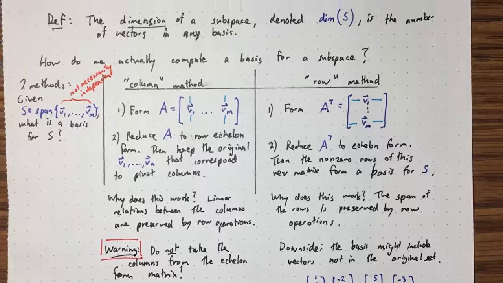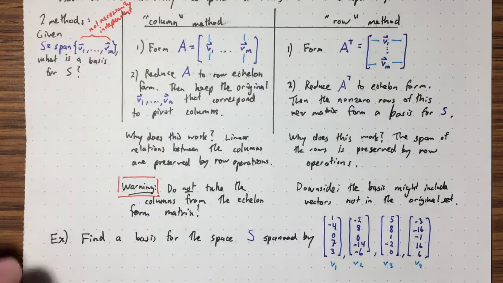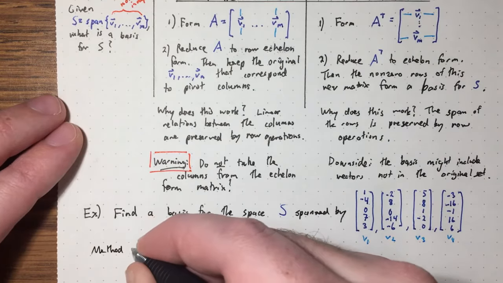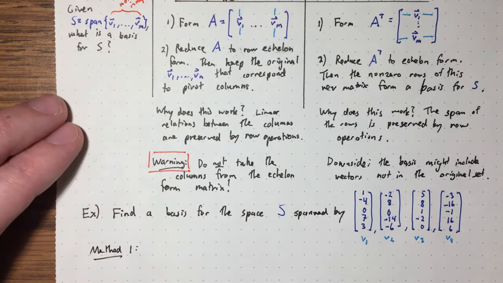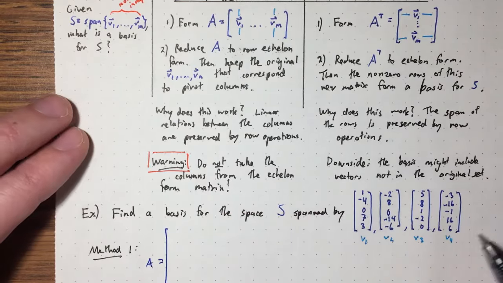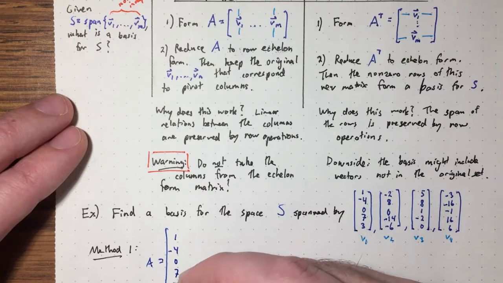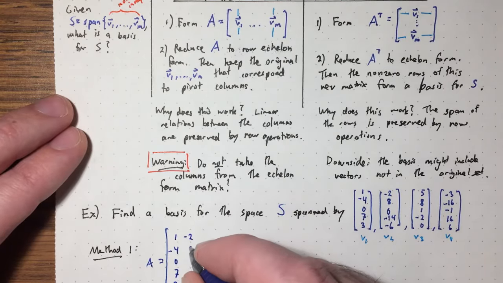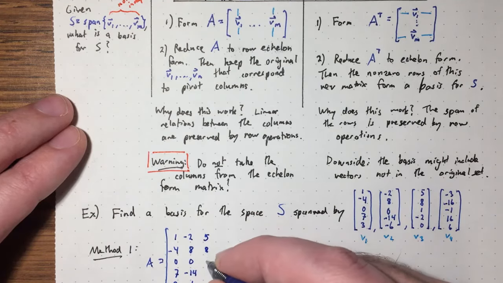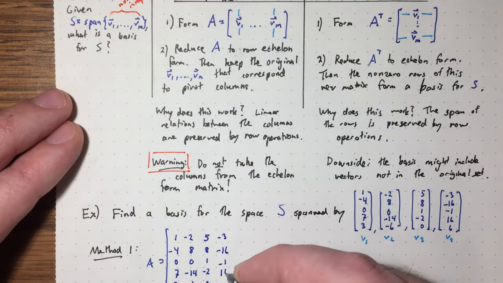All right, what method should we use? Let's use the column method first. So here's method 1. I form the matrix A where the columns of A are my vectors. So we have 1, -4, 0, 7, 3, and then -2, 8, 0, -14, -6, then 5, 8, 1, -2, 0, and then -3, -16, -1, 16, 6.